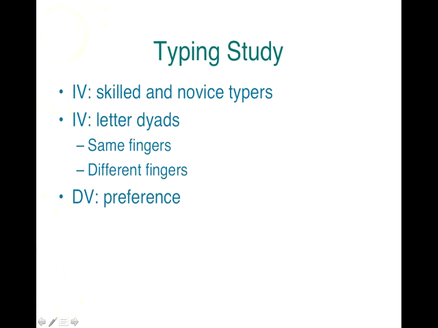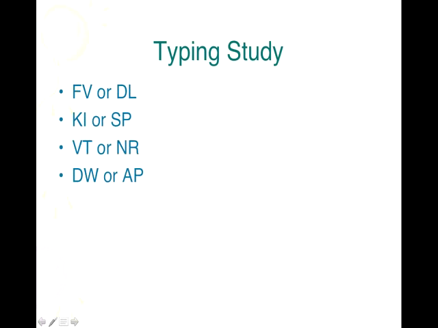So what's going on in this study? So we took skilled typers, so people who typed fast, and novice typers, people who typed slow, and gave them these letter dyads. So those letter dyads are either on the same finger, so F and V are on the same finger, and D and L are on different fingers when you're typing. K and I are on the same finger, S and P are different fingers. So all of the ones on the right are different fingers, all of the ones on the left are the same finger, except DW, but that's on the same hand anyway.